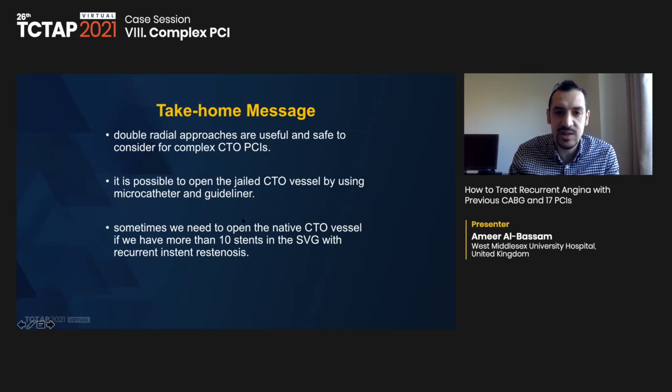So take-home message. So double radial approach is sometimes useful and safe to consider even for complex CTO, and also it's possible to open the jailed CTO by using microcatheter and Guideliner support. And sometimes you have to decide to open the native CTO, like in this case, as the SVG does not have a very good prognosis, with previous stents and loss of stents in his case. So thank you very much. I'm happy to take questions, anything.